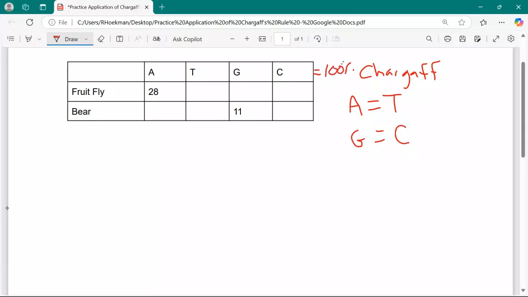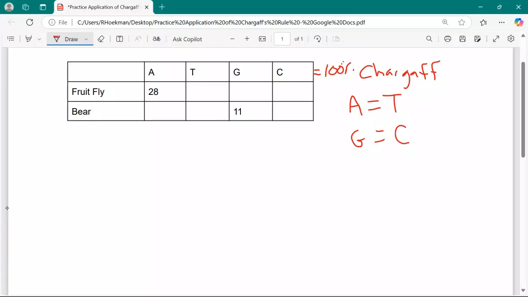And the other thing that we know is that all of those together equal 100% of the DNA. Okay, so A plus T plus G plus C is going to be 100. So we can use those two to figure out how much of each nitrogen base is in each organism. So here we have some examples. I have a fruit fly and a bear. So we're going to start with the fruit fly.